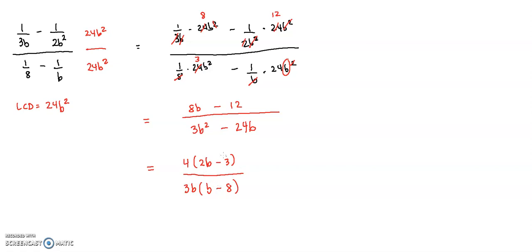Okay, same final result though, in that we don't have anything that cancels out. So 4 and 3 don't reduce. I don't have any b's by themselves, and these two factors don't match. So that is our final answer.